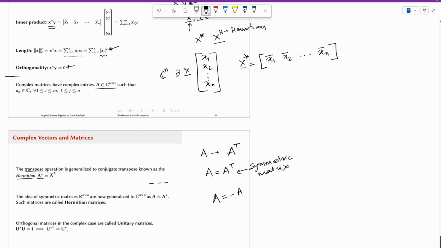And we will often also come across matrices where A transpose equals minus A. And these are called skew-symmetric matrices. The generalization of this applies to complex matrices as well. If A equals A Hermitian, then these are called Hermitian matrices, essentially symmetric matrices in the complex domain.